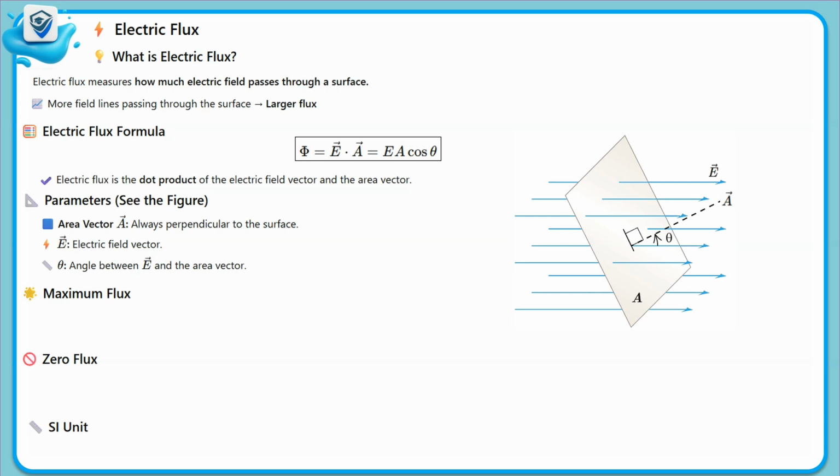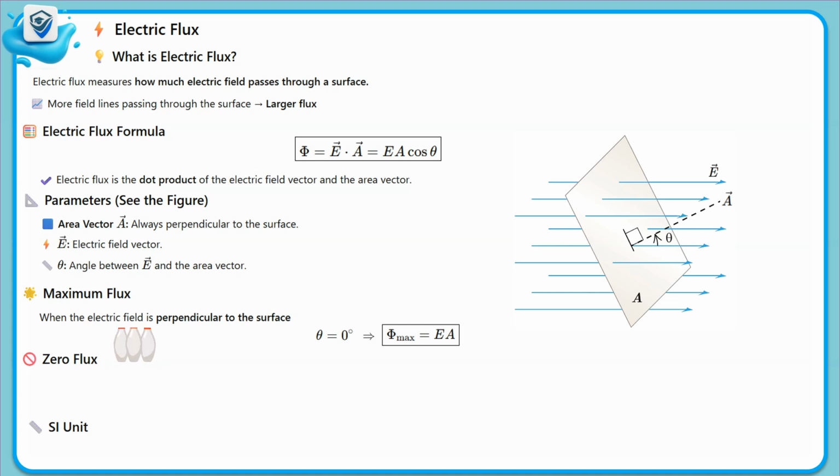Now let's discuss two important special cases. First, the maximum electric flux. This happens when the electric field is perpendicular to the surface. In this case, theta equals 0 degrees, so the flux becomes simply EA.